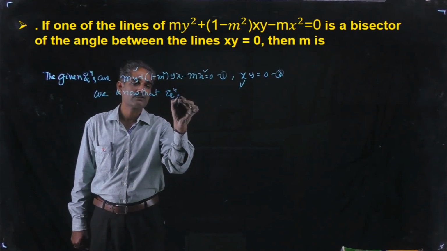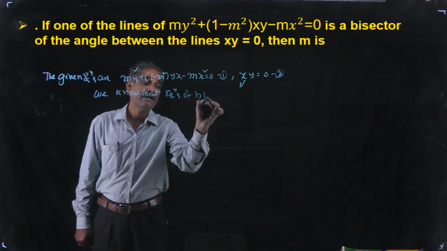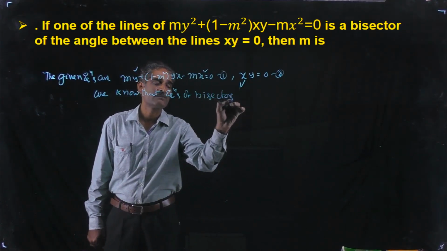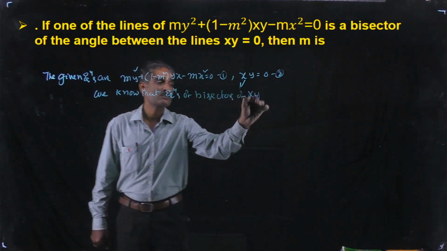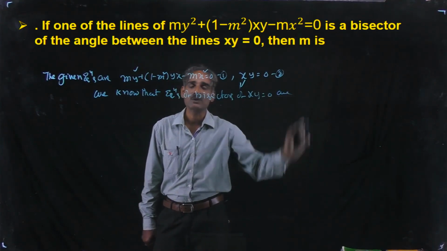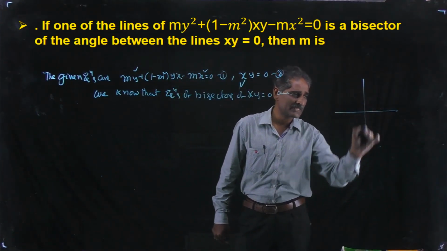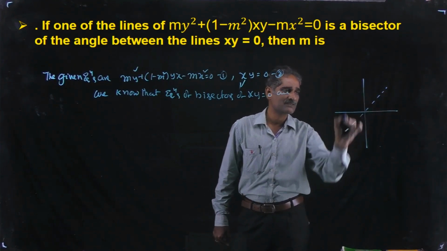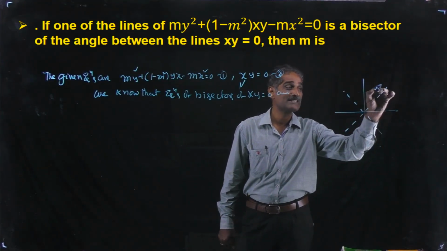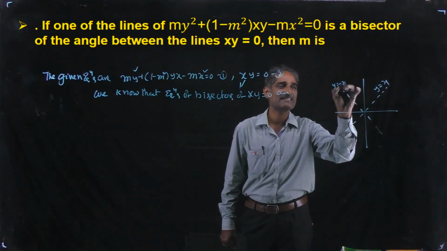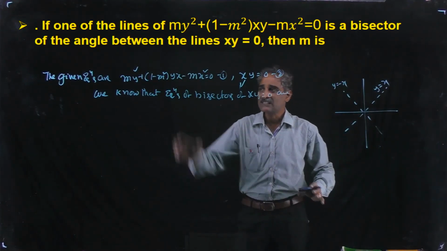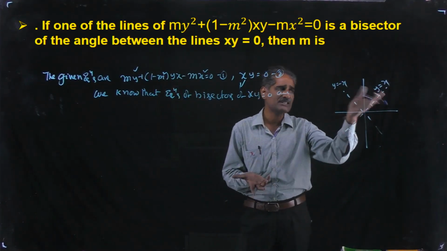Equations of bisectors of xy equal to 0. What are the bisectors? We know that if these are the coordinate axes, these are the bisectors. y is equal to x and y equal to minus x are the angular bisectors. The line contains either one of these two, either this or this.